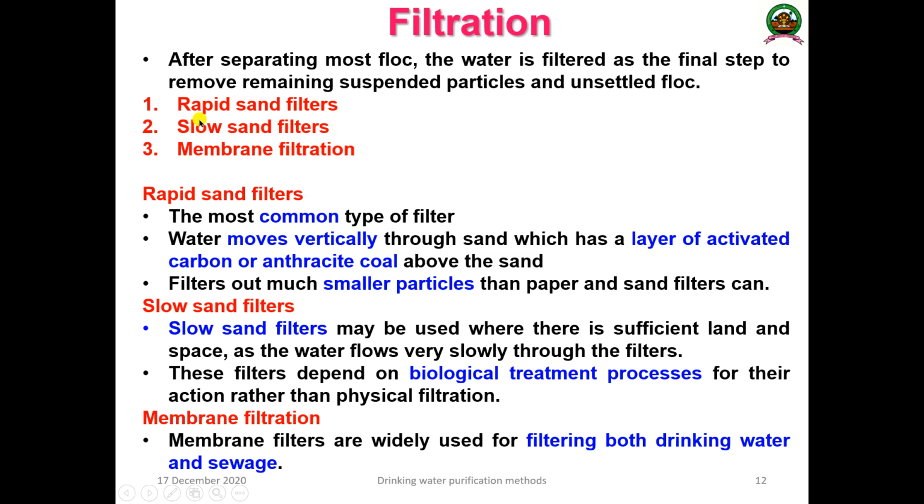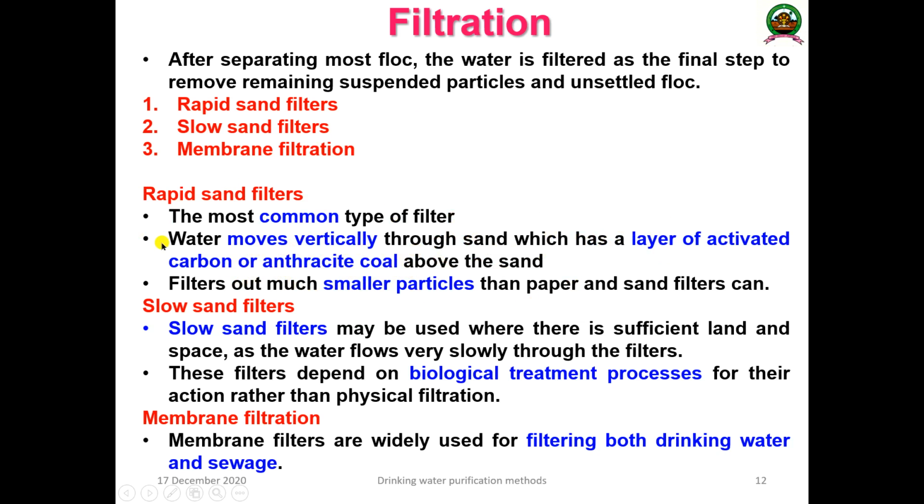There are three important filters. One is rapid sand filters, the next one is slow sand filters, and the next one is membrane filters. We have already discussed membrane filtration and water quality analysis in the previous class. So what do you mean by rapid sand filter? This is the most common type of filter. In this method the water moves vertically through the sand, which has a layer of activated carbon or anthracite coal above the sand.